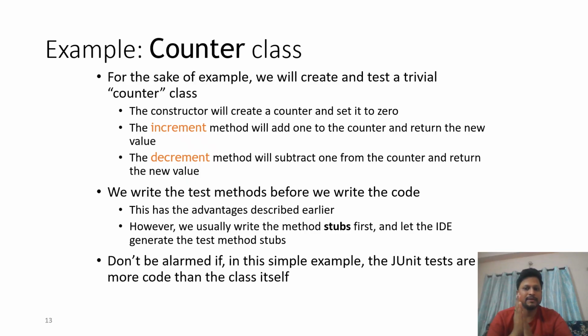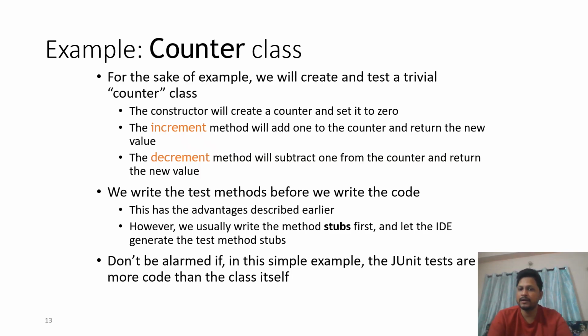I'm going with another example, which has a Counter class. For the sake of the example, I am just creating a test array of the Counter class. The constructor is created in the counter and sets it to 0. The increment method adds one to the counter and returns the new value. The decrement method subtracts one from the counter and returns the new value. This is the example I've taken for the Counter class.